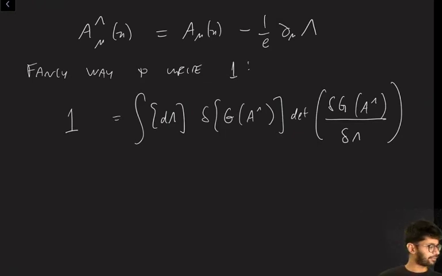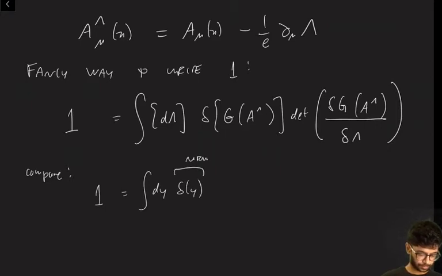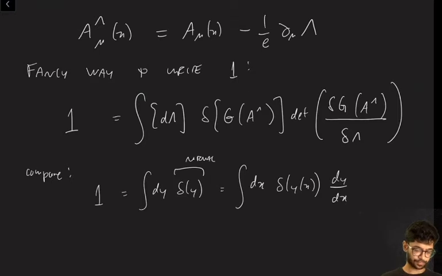Let me write down a finite dimensional version of this to make you feel a little bit better about it. Compare to the following slightly simpler way to write the number 1. Consider the integral of delta y of y, where this is just a normal delta function. This is 1. Now, if you do a change of variables in the integral, you can see that this is equal to delta of y of x times dy dx. This is still equal to 1.